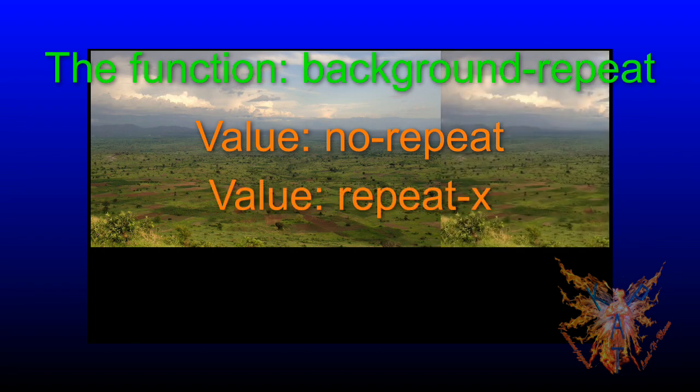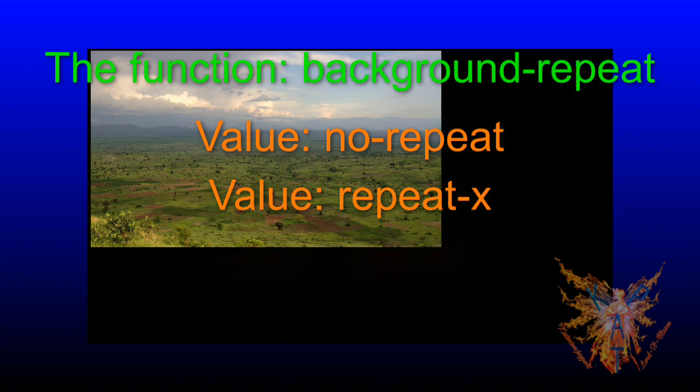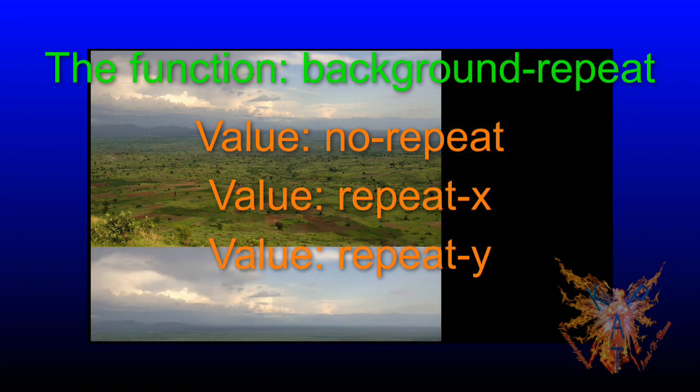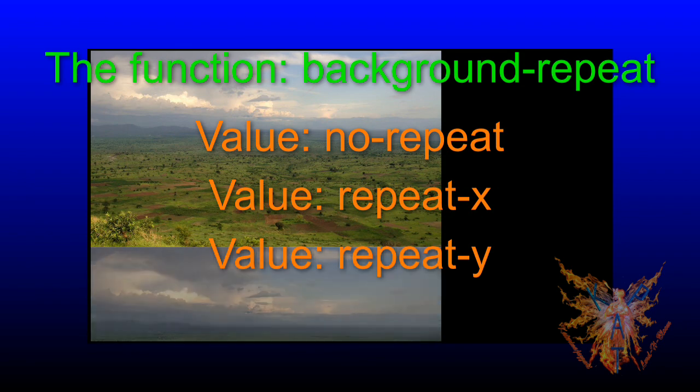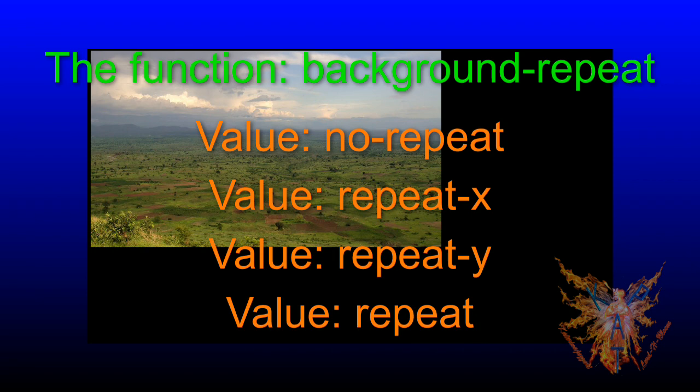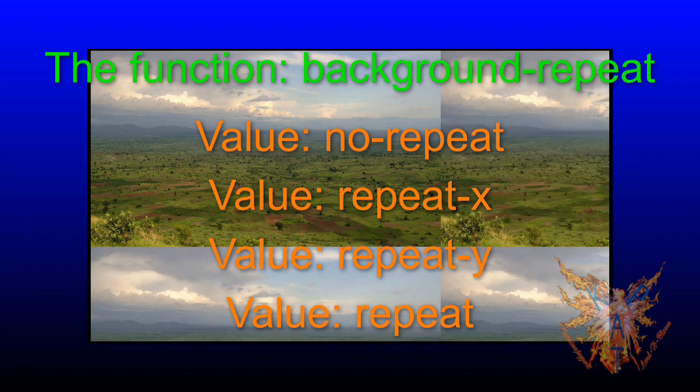Repeat-x, the background will be repeated only horizontally, only on its line. Repeat-y, the background will only be repeated vertically, so only on its column. And repeat, the background will be repeated horizontally and vertically, tiled, which is the default value.